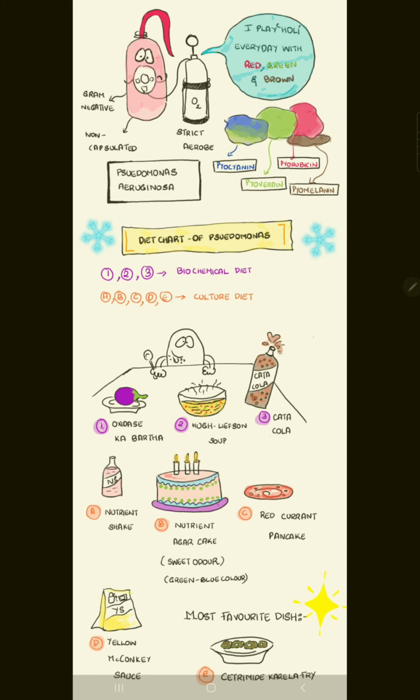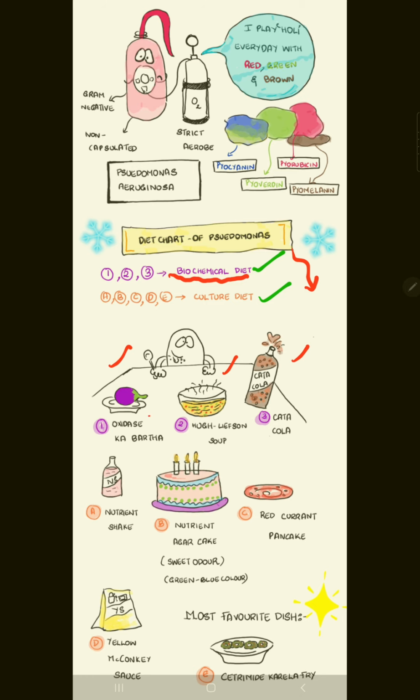Now let us try to understand the culture medium which is required to grow Pseudomonas and the biochemical reactions that are characteristic of Pseudomonas aeruginosa. Right? So to make it easy to remember them, we have depicted them in the form of a diet chart. So diet chart of our Pseudomonas. So there are three biochemical diets that Pseudomonas loves to have. So what are those three biochemical diets?